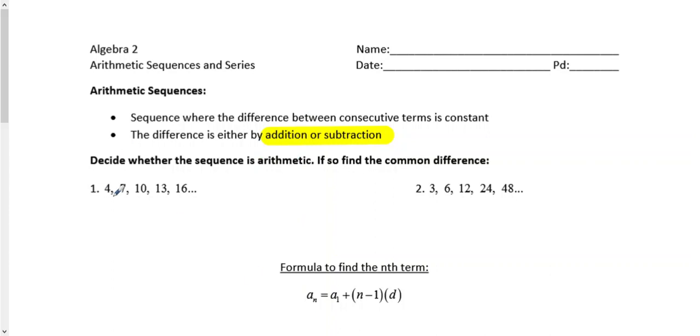So if we look at number 1, it says decide whether the sequence is arithmetic. If so, give the common difference. And that we use the letter D. So to go from 4 to 7, I added 3. Did I add 3 to get the 10? Yes. 10 plus 3 gives me 13. 13 plus 3 gives me 16. So I can say yes, this is arithmetic because I added the same number each time. And that difference is positive 3.